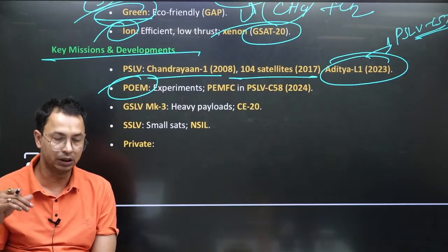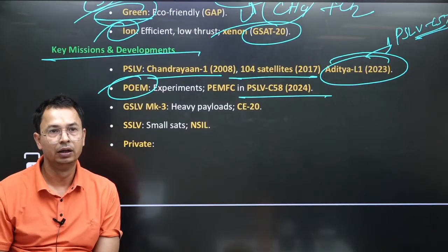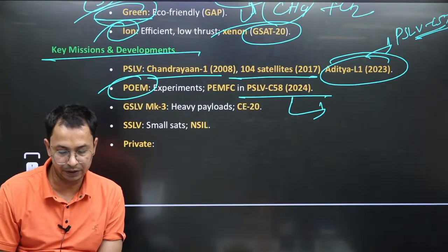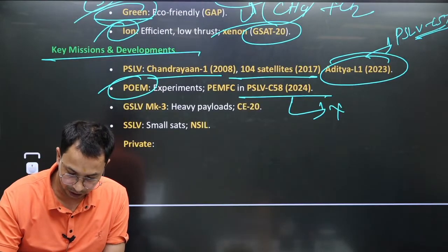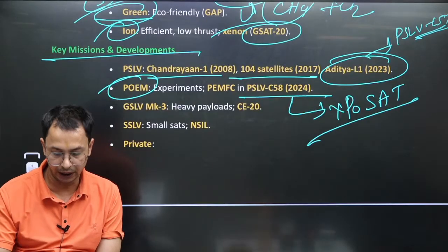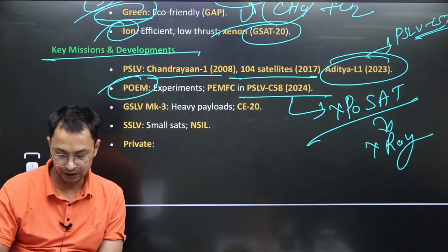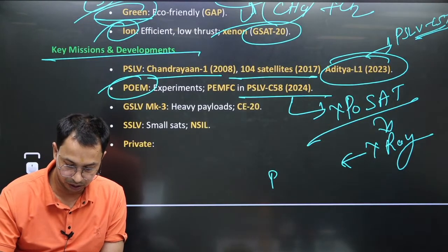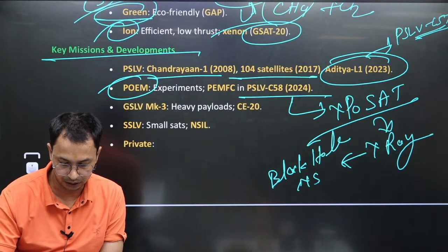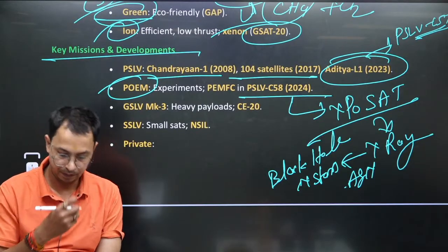Recently POEM 3 was performed. It was also performed on the PSLV C58. With the PSLV C58 we sent the EXPOSAT. EXPOSAT will study the universe in X-ray. Means it will study the black holes, neutron stars, active galactic nuclei.